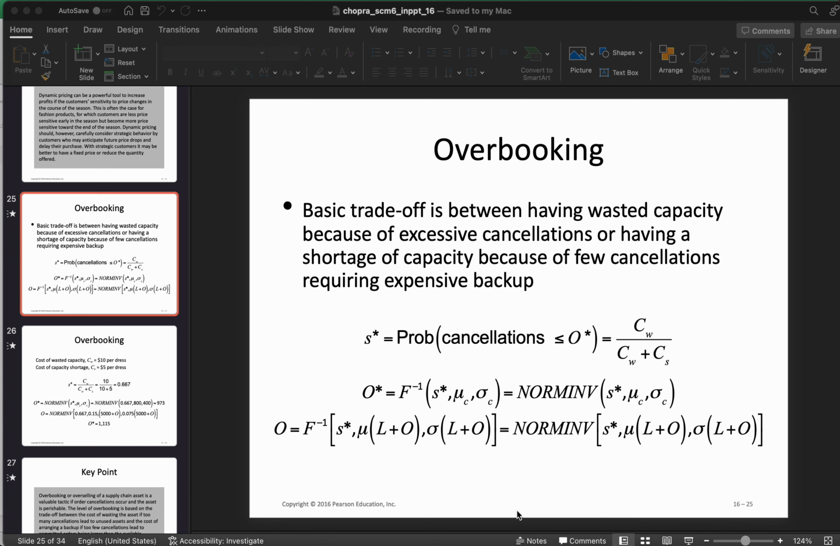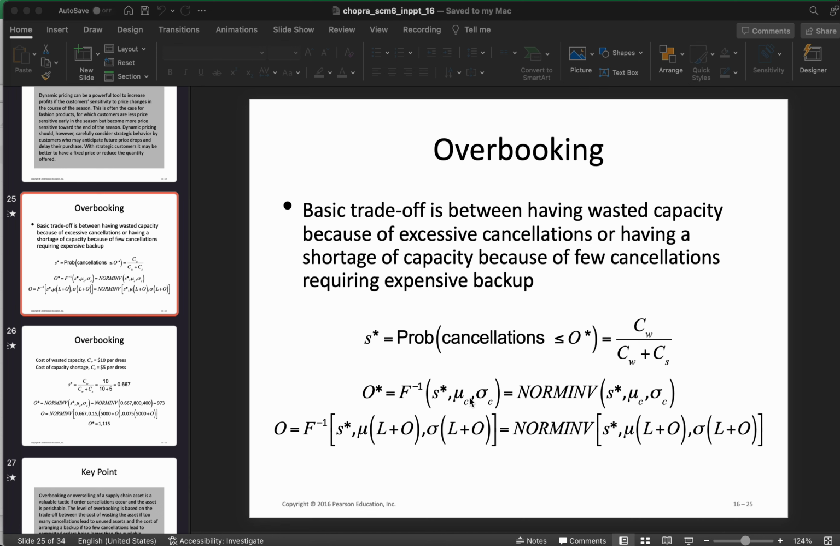And CS is the cost of shortage. And then we calculate the ratio just like we did before, and we calculate the optimal overbooking level based upon that.